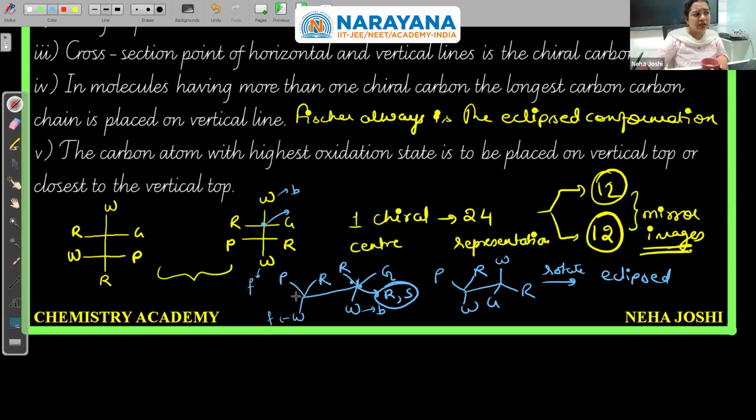So the configuration should remain the same. This is the one I'm considering front. The configuration should remain the same. That is the safest way, a time-saving method, because we are in an objective exam. In an objective exam, Fischers are already drawn there. You don't have to draw. You have to just check. So please follow the idea of RS configuration. I will tell you how to check the RS configuration, but that is an easier and a faster way to interconvert such wedge-dash arrangements and bring them to Fischer.